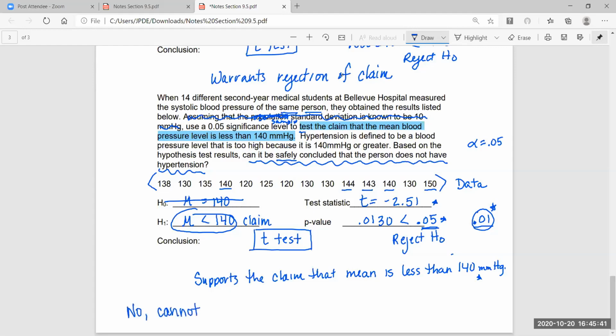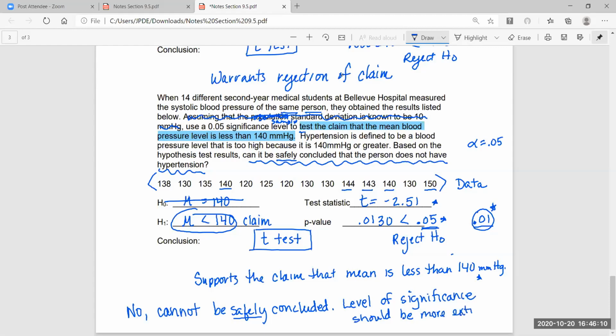It doesn't ask why, but let's answer why. This word safely is what gets me there. I would say level of significance should be more extreme. Or you could say lower because it would be 1% instead of 5%.